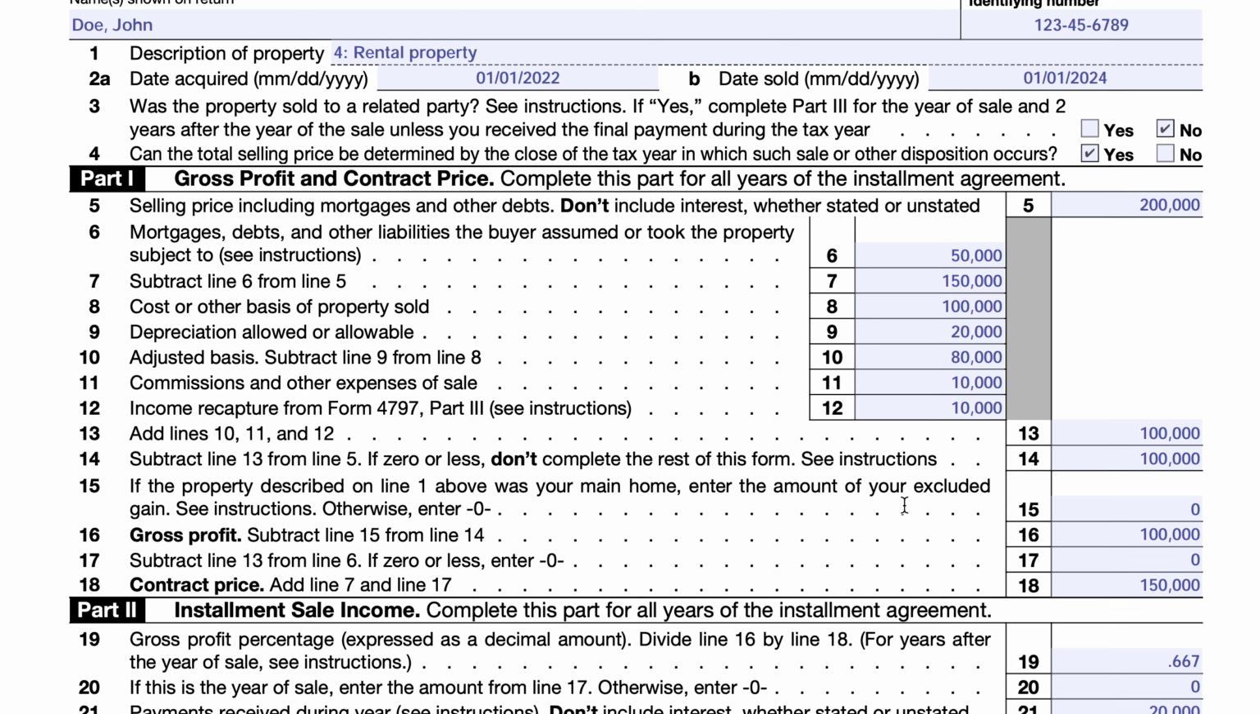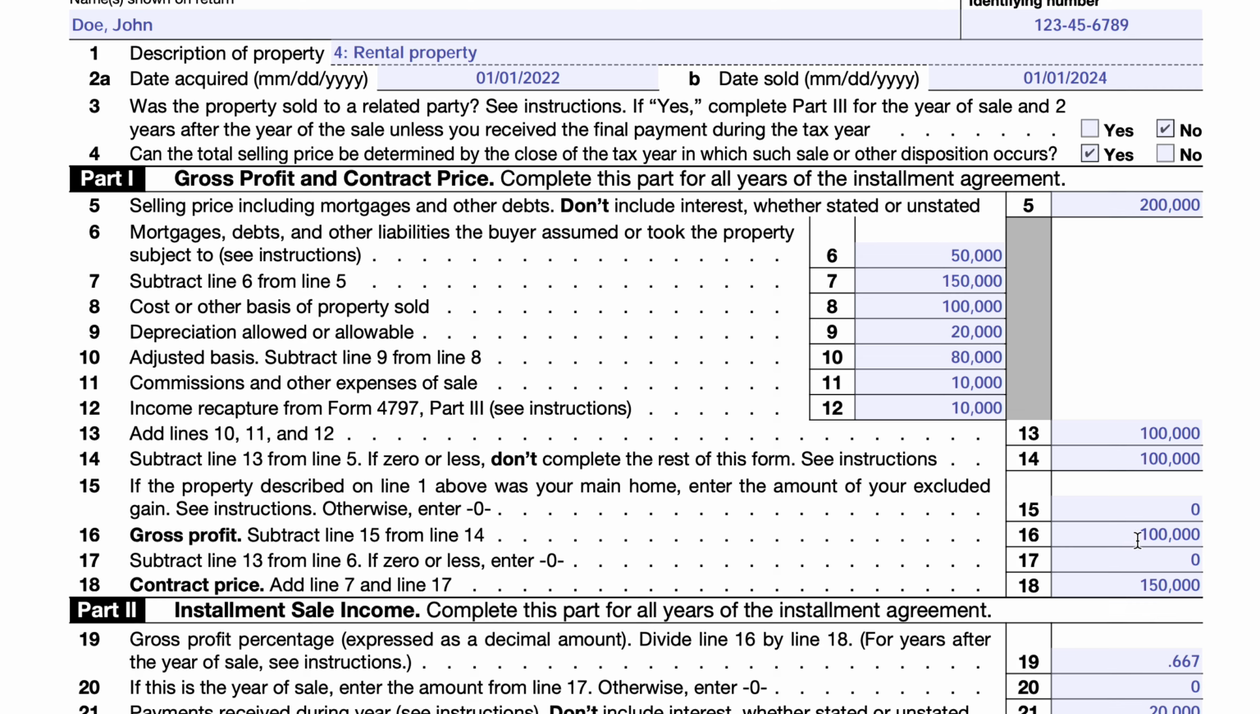Now in line 15, we're going to determine whether or not this was your main home. You would enter the amount of your excluded gain. Otherwise, you would just enter 0. So this wasn't the primary residence, so we're not excluding any of the capital gains under Section 121 of the tax code. So we're simply going to enter 0 here, and then we're going to bring this $100,000 down.